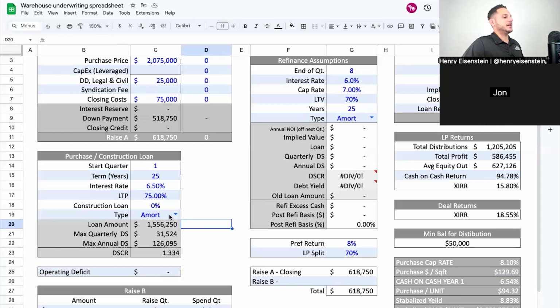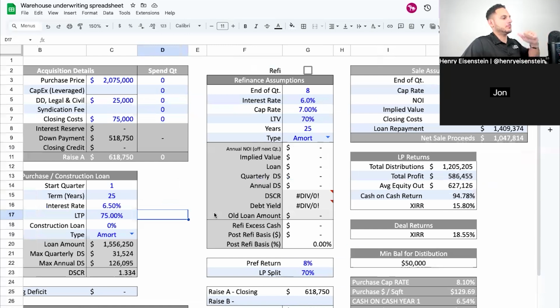And then obviously type, you have amortization or IO, which is interest only. Does this make sense so far? Yeah, it makes sense. Is this too basic for you, or are we going? No, it's pretty basic.